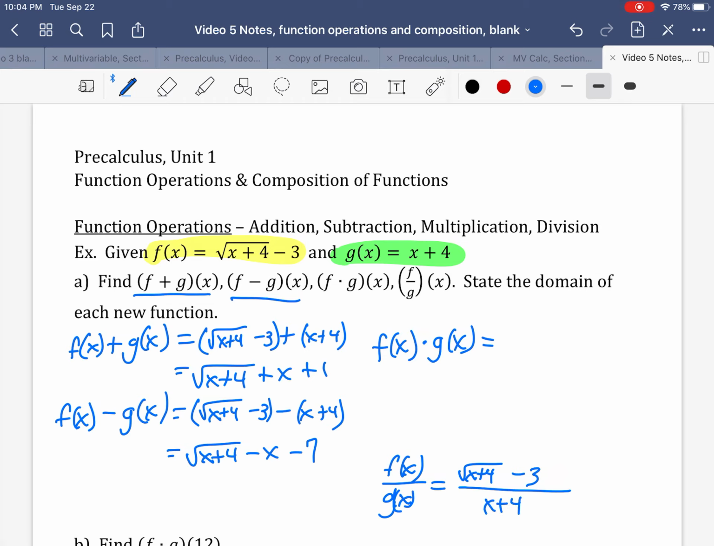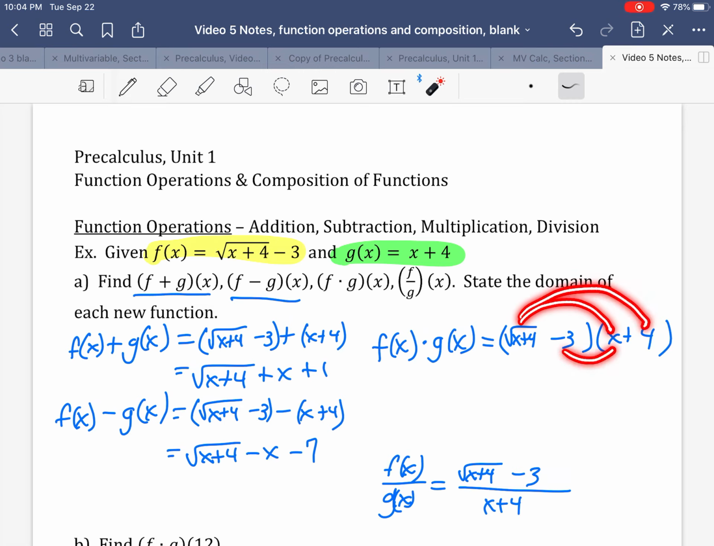Okay. Now this last one, the multiplication. I have to take f of x and multiply by g of x. So I'm going to put them in parentheses when I do that. I'm going to write it on the line. I think I can fit it right here. So square root of x plus 4 minus 3, and then I have x plus 4. I am going to FOIL this out. I'm going to multiply this times this, that times that, then this times this, and that times that. So square root of x plus 4 times x. I can't really do anything with that. All I do is write x times the square root of x plus 4.